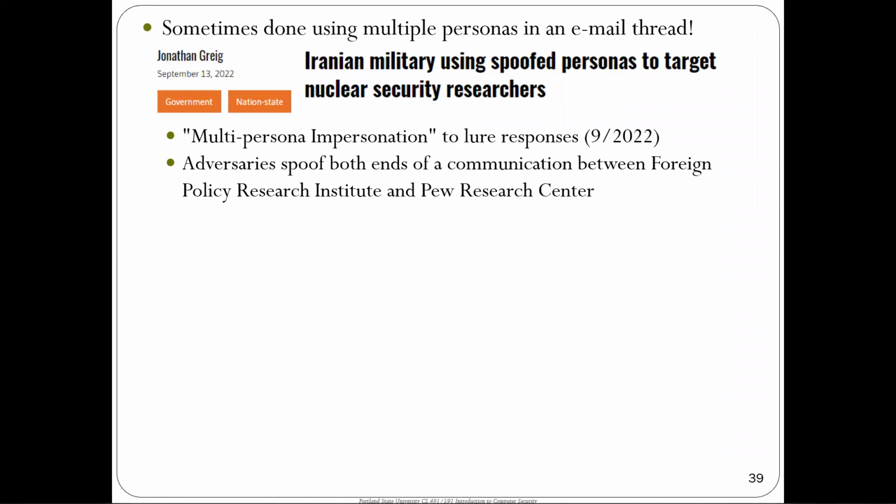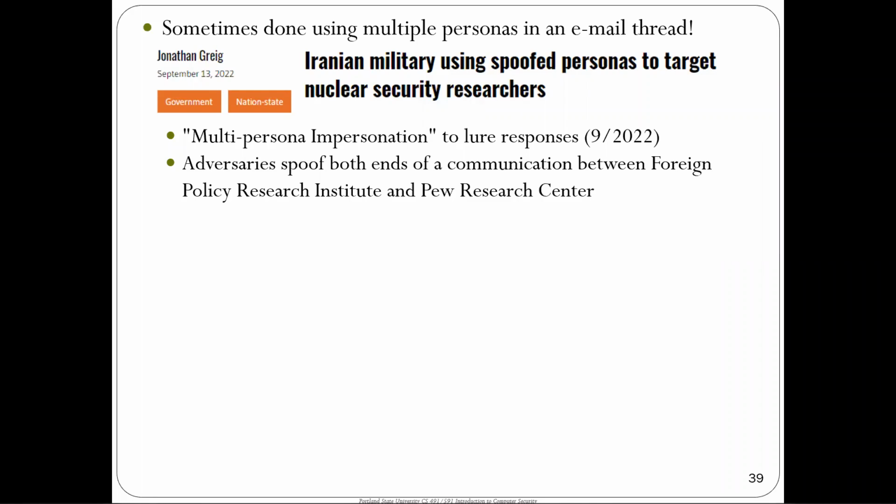And this is what was uncovered last month. So an Iranian military team was basically using multiple personas at the same time to lure responses. And they were trying to hack into these policy institutes. So the government has these policy institutes to figure out how we are going to respond to other nation states and what they're doing. What do we fear from them? How are we going to counteract what they do?